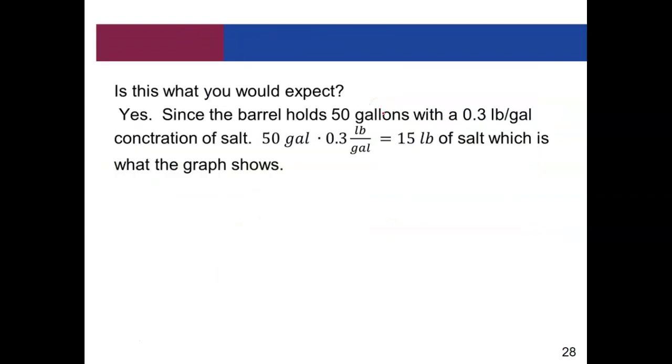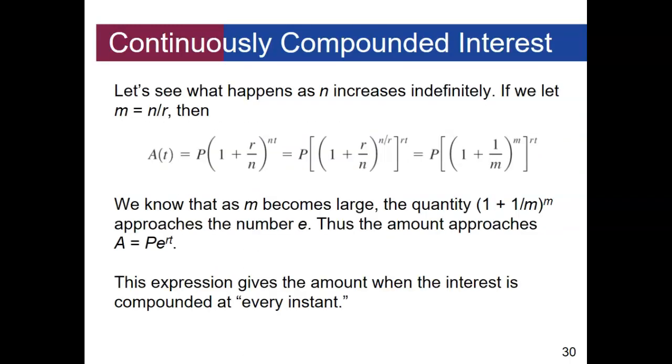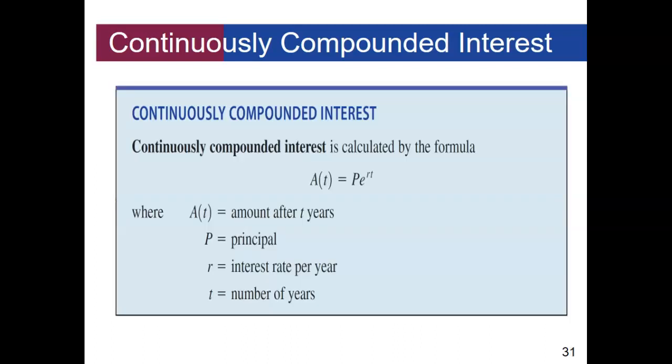Okay, continuously compounded interest. Sometimes we want to work with something that's compounded indefinitely and infinitely many times, and therefore we're going to work with continuously compounded interest. With continuously compounded interest, this is our formula that we're going to be using. Sometimes we refer to it as the PERT formula, P-E-R-T. The A of T is still the amount after T years. P is still principal. E we know is that special number. R is the interest rate as a decimal again, and T is the number of years.